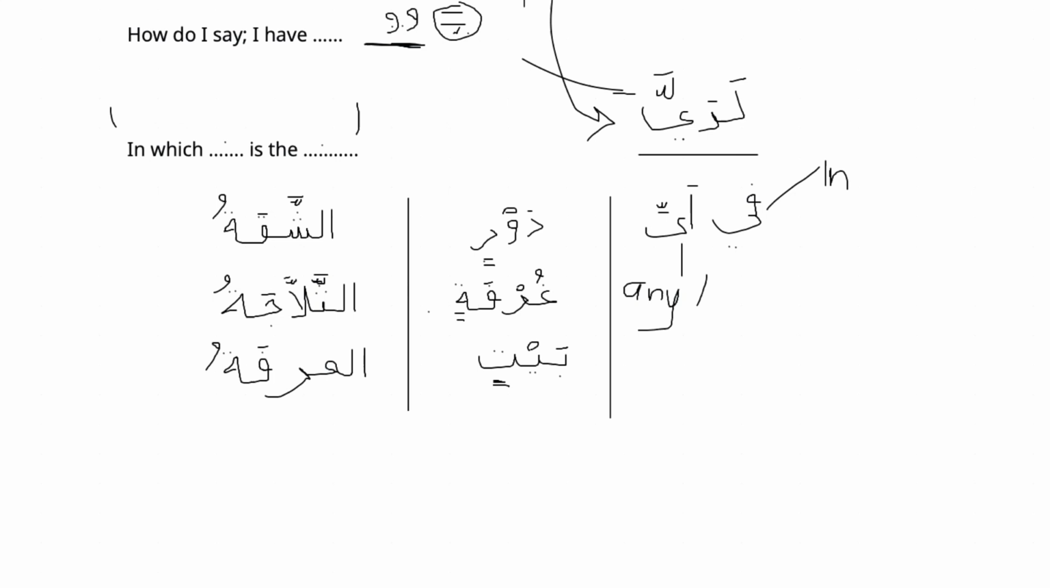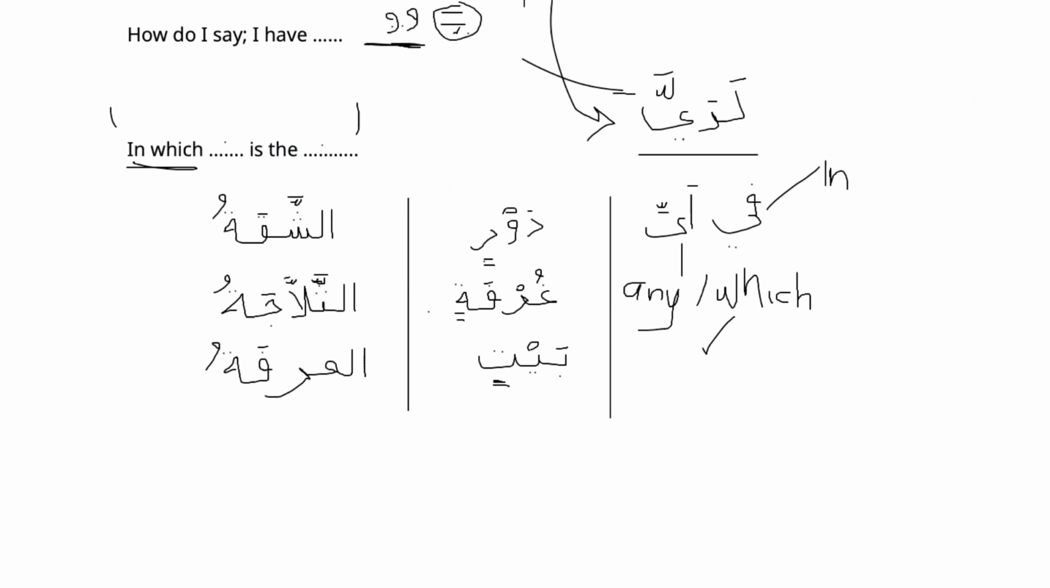Okay, which. And that is where our ayyi comes in here, because we want to ask a question. We start with what's in which. So we start with fi ayyi. Fi is in, ayyi is which in this context. So fi ayyi, in which. Then you add your two nouns.